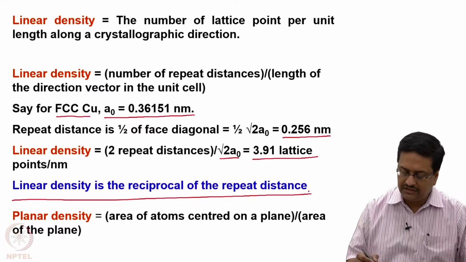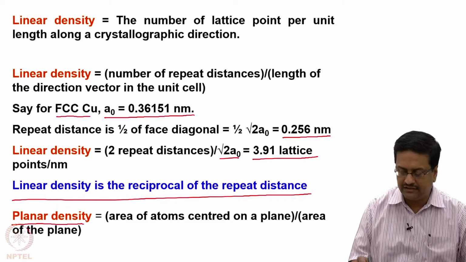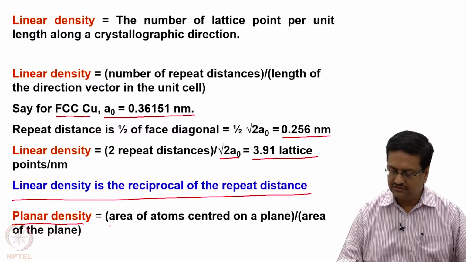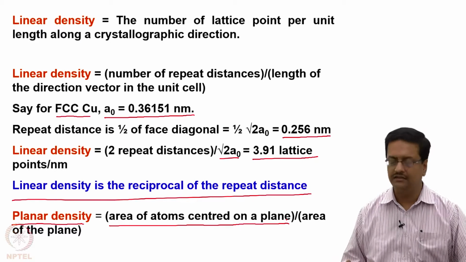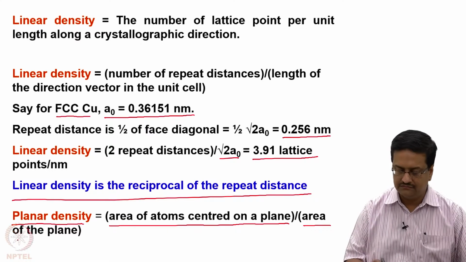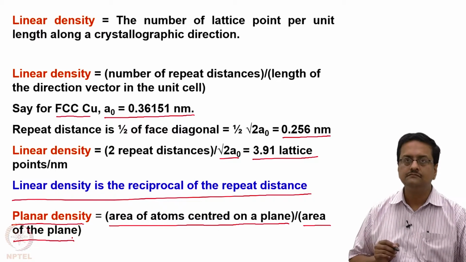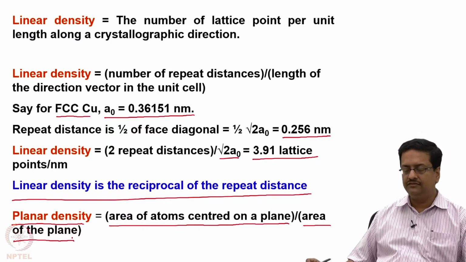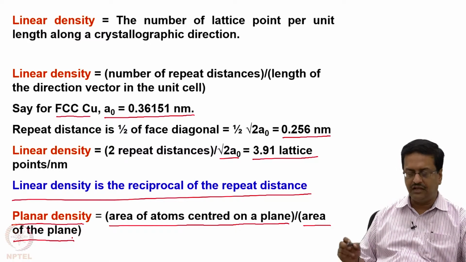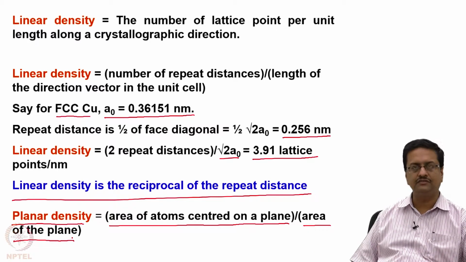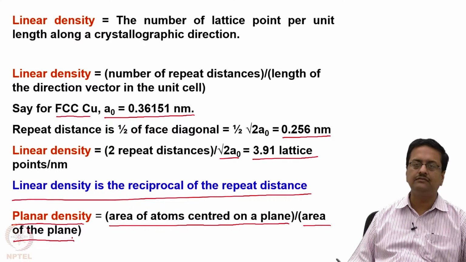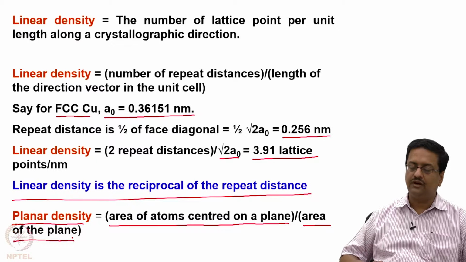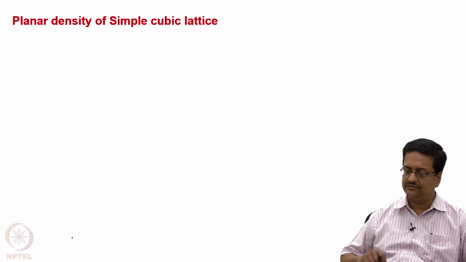Similarly, we can define another term called planar density, which means the area of atoms centered on a plane divided by the area of the plane. Not all the planes will hold the centers of atoms, and the planar density of those planes will be different from the ones where you have a large number of atoms.